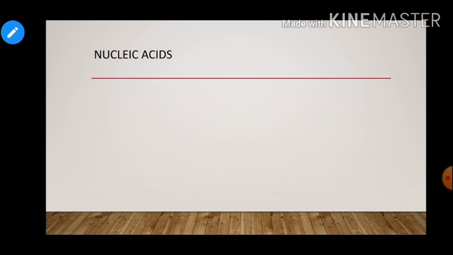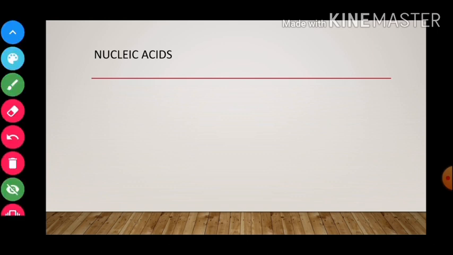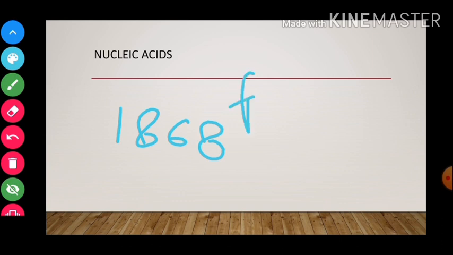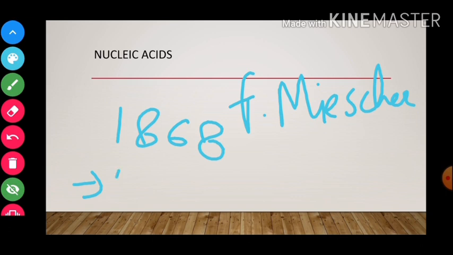So nucleic acid was first isolated in 1868 by a Swiss physician named Friedrich Miescher. From the nuclei of pus cells, he obtained the nucleic acid. Children, because it was found in the nucleus, he named this substance nuclein.